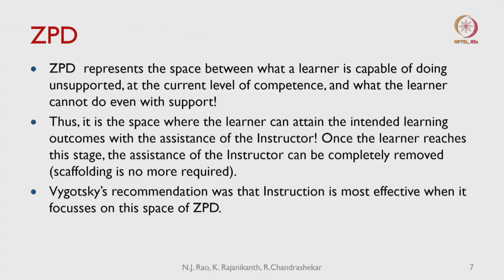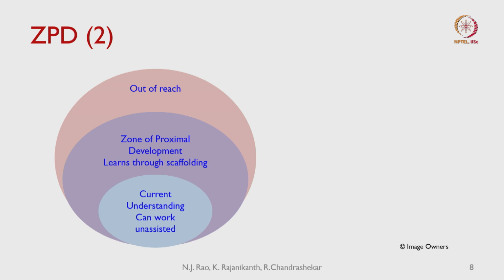So, what does ZPD really represent? It represents the space between what a learner is capable of doing unsupported on his or her own without any external support, what the learner can do. That is one zone. And there is another zone where the learner cannot do even with support. So, there are two zones. If you see in this figure, the innermost one is current understanding, can work unassisted. So, that is his current level of competence.